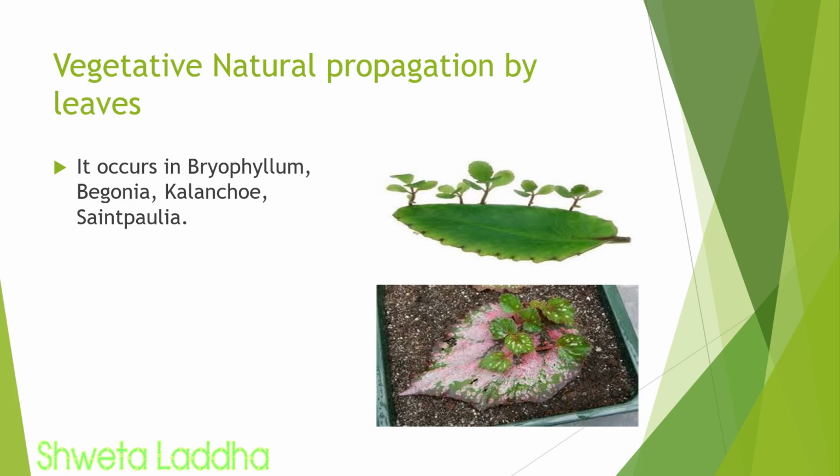The next method of natural vegetative propagation is by leaves. It occurs in the case of kalanchoe, begonia, Saintpaulia or bryophyllum.